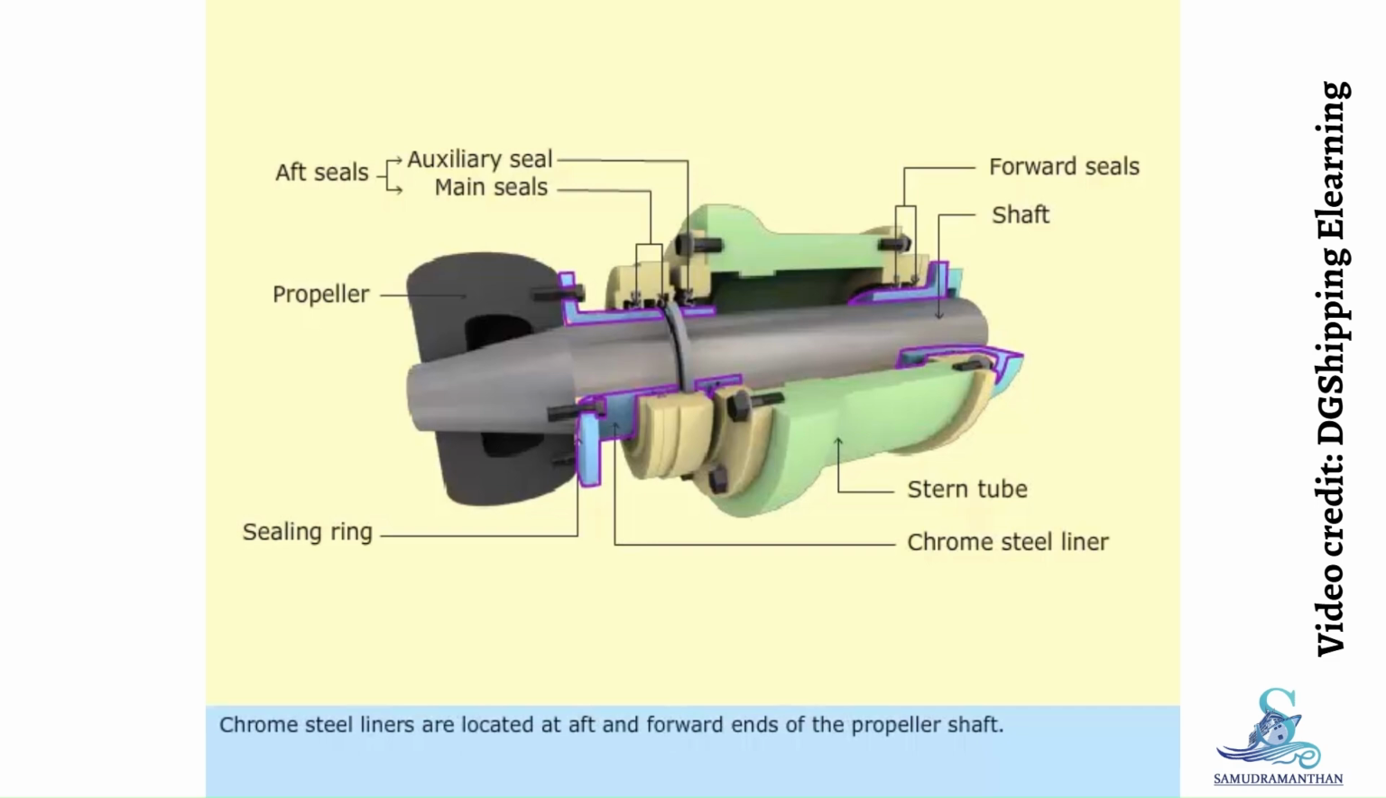Chrome steel liners are located at aft and forward ends of the propeller shaft. They act as rubbing surfaces for lip seals. The liner at the outboard end protects the steel shaft from seawater and corrosion. The lubrication system is connected between the two forward seals.